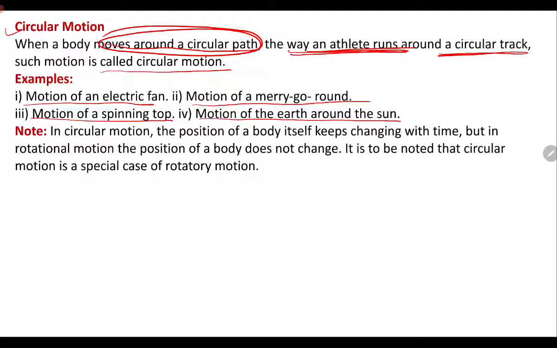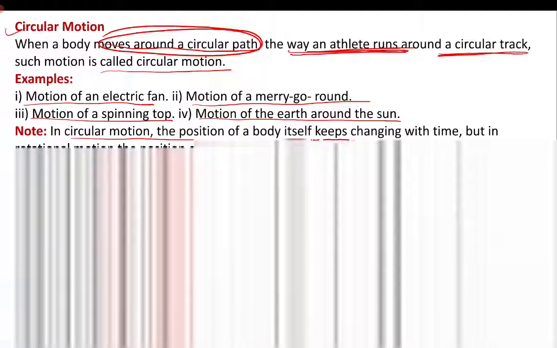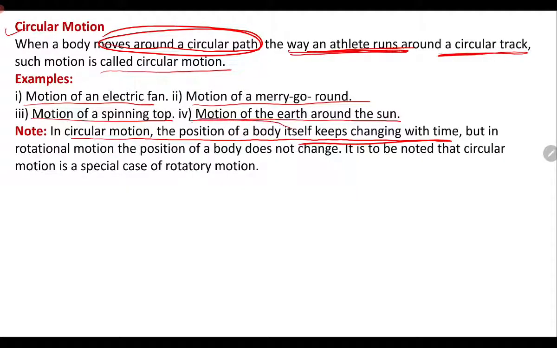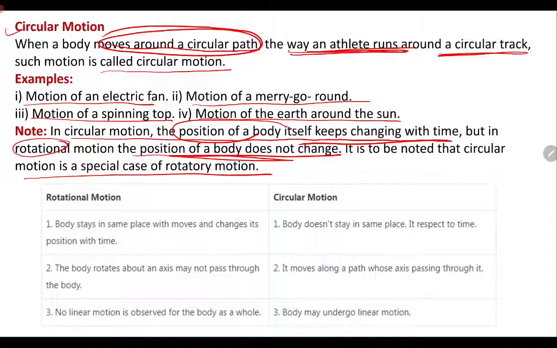Note that in circular motion, the position of the body itself changes with time. Position is changing. But in case of rotational motion, the position of the body does not change. You must consider the difference between circular motion and curvilinear motion. It is to be noted that circular motion is a special case of rotatory motion. So here is a difference between rotational motion and circular motion.